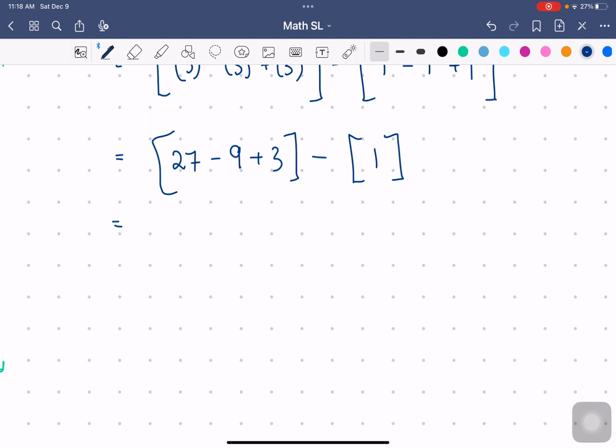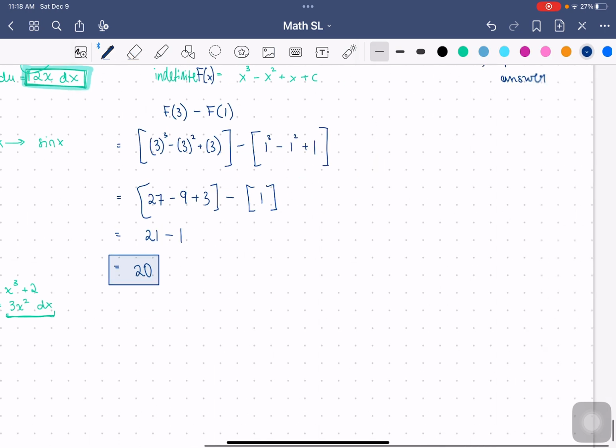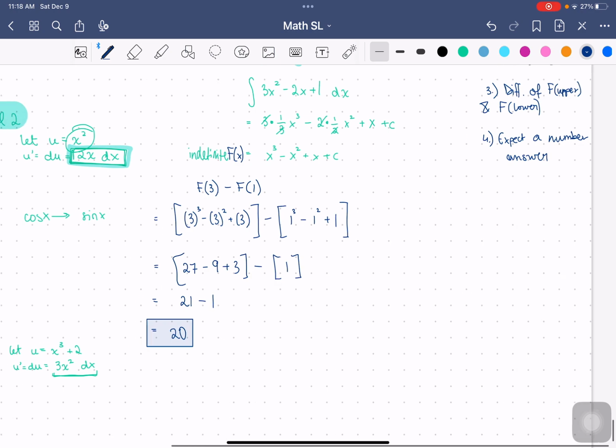So 27 minus 9 is 18. 18 plus 3 is 21. 21 minus 1, we're going to get 20. This is the solution to our problem. Okay, that's it.